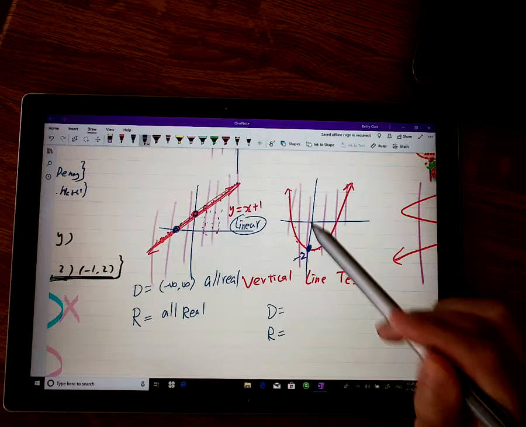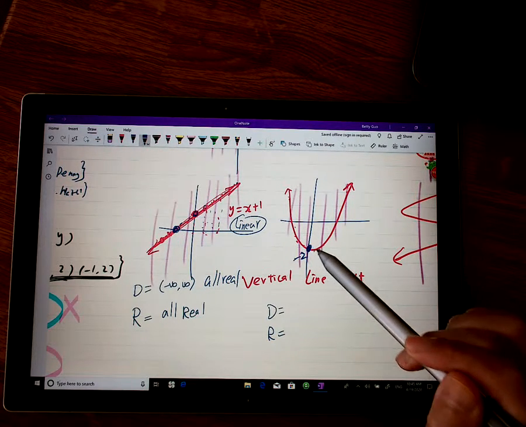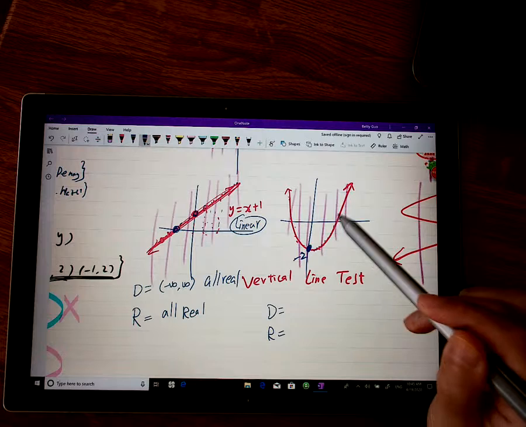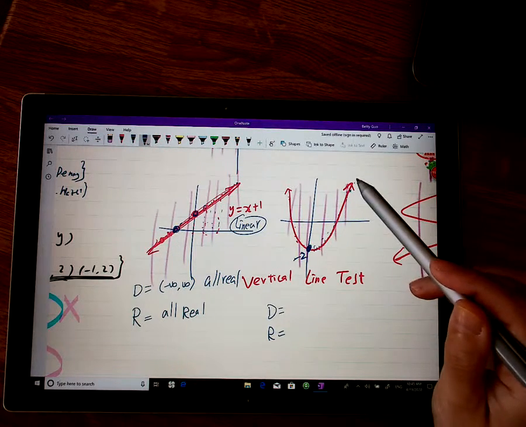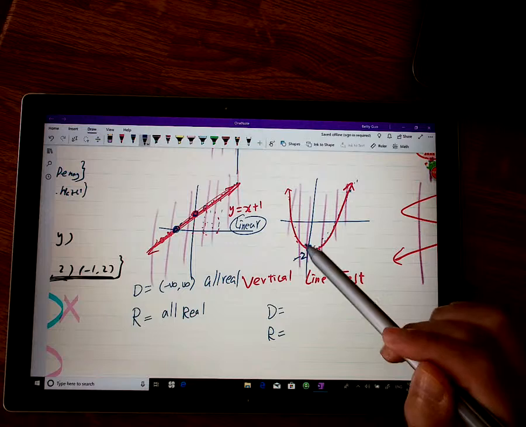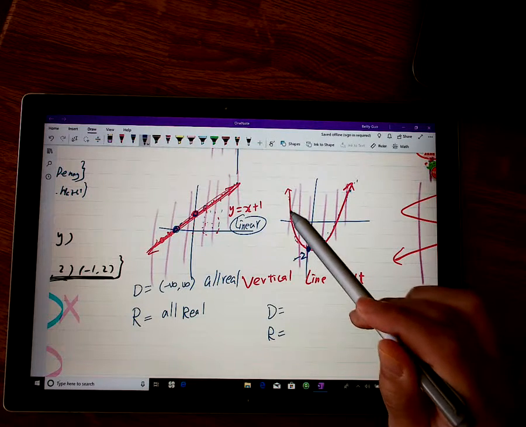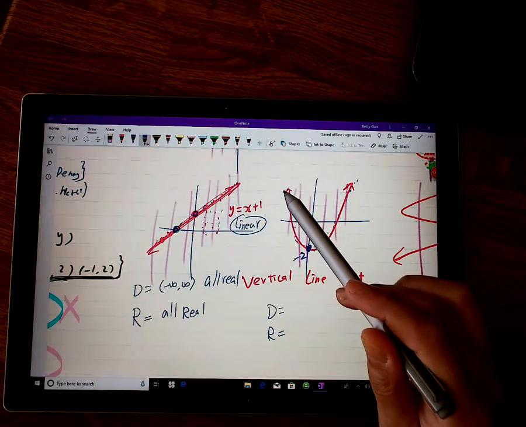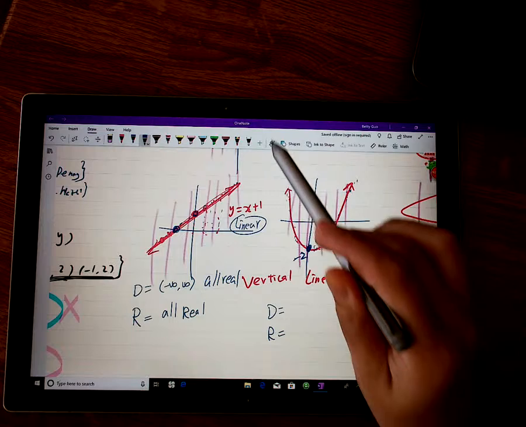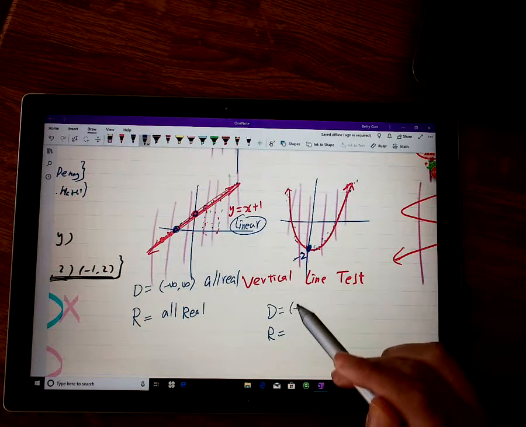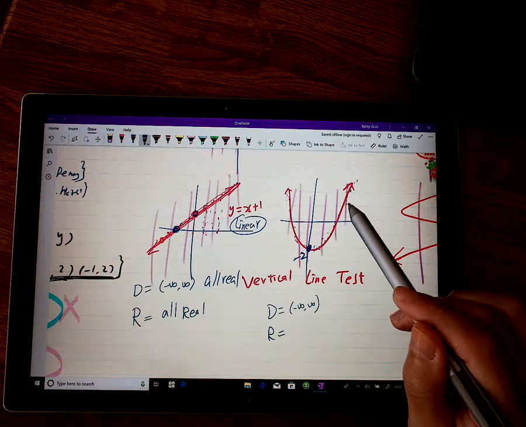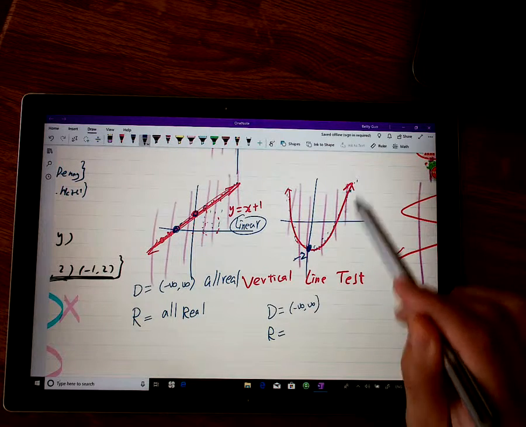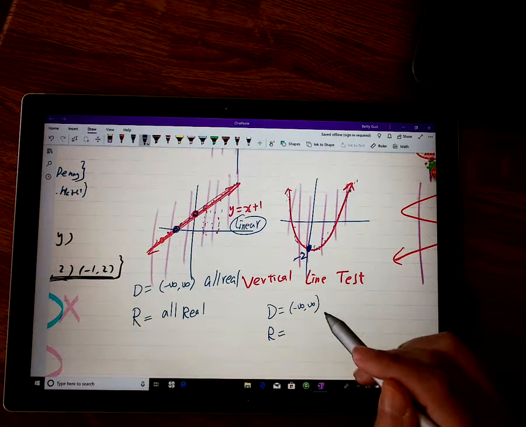We can tell this point is on the parabola. It has x value 0, right? And all the points to the right of that point have x value bigger than 0. All the points to the left of this point have x value less than 0. So the domain is negative infinity to infinity. So the domain is all real. The two arrowheads mean the parabola is extending in both directions, right? All real.